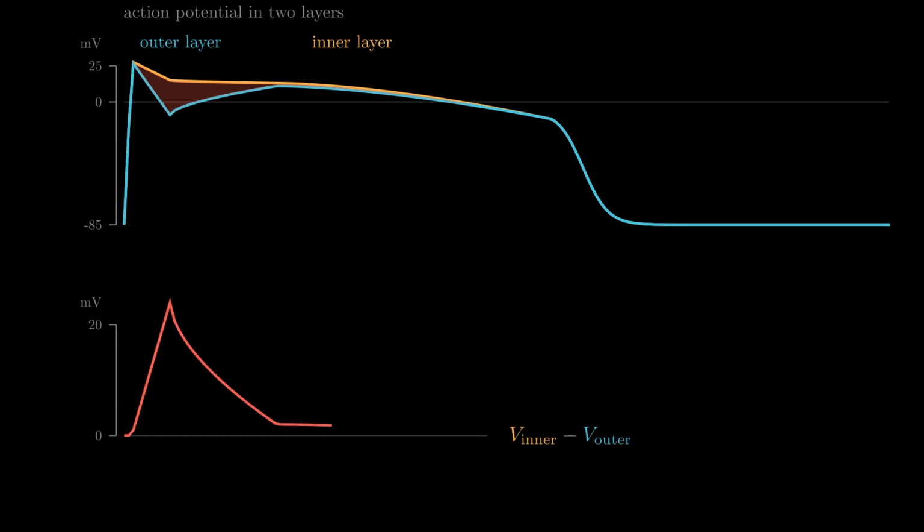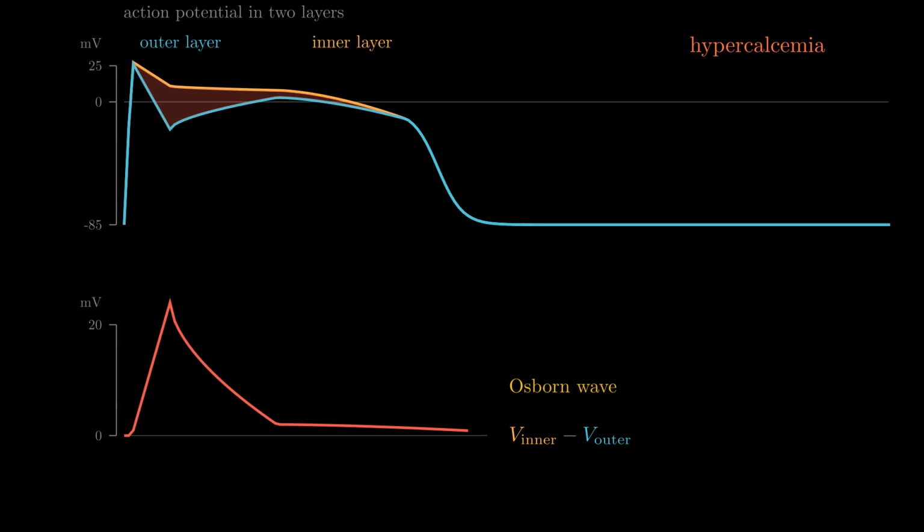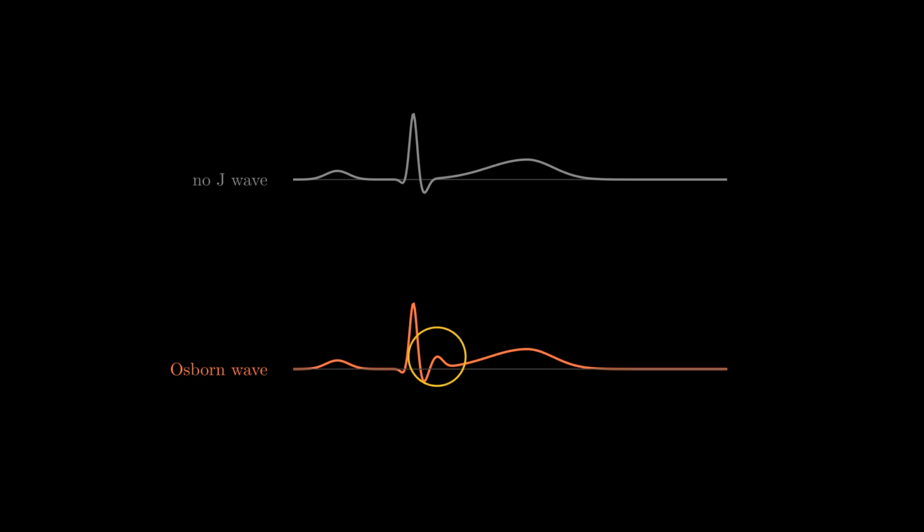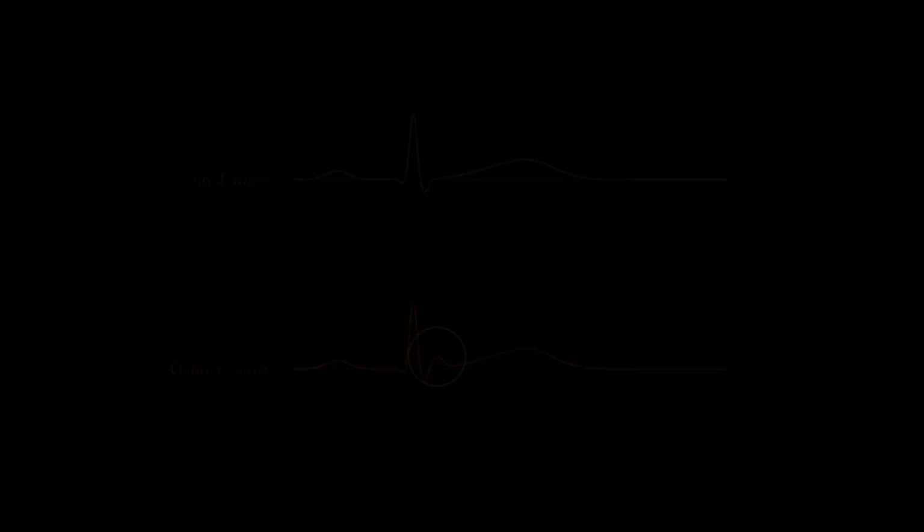When the difference is large enough, it appears as a small deflection around the J point, which is known as the Osborn wave. Normally, this difference is small enough that the wave is barely visible. But in severe hypercalcemia, one of the proposed mechanisms is that the increased calcium shortens the plateau of the action potential, allowing the outward potassium current to dominate earlier. That can make the notch more pronounced in the outer cells, which increases the voltage difference across the ventricular wall and causes the Osborn wave.